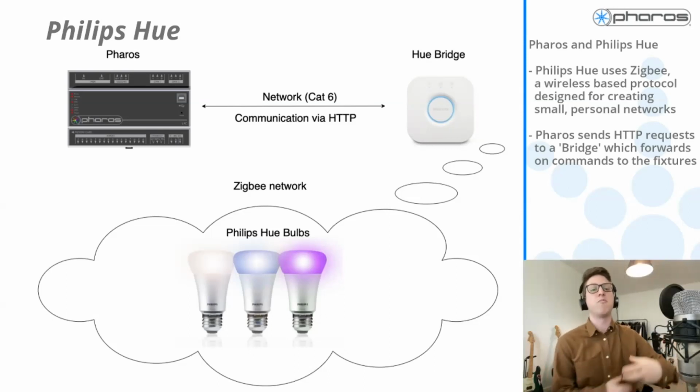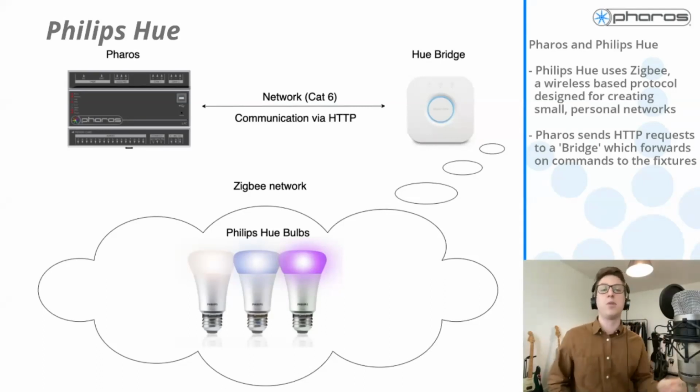The Hue bridge will then relay that information onto the wider Philips Hue system. Again, between us and the Hue bridge, it's HTTP. You'll need just basically an Ethernet cable or some kind of computer network set up.